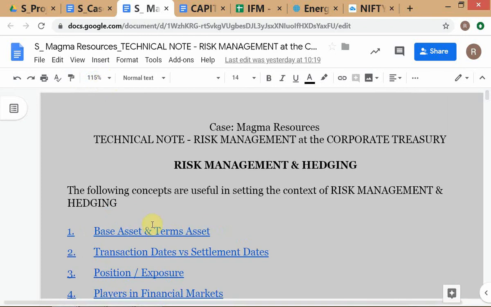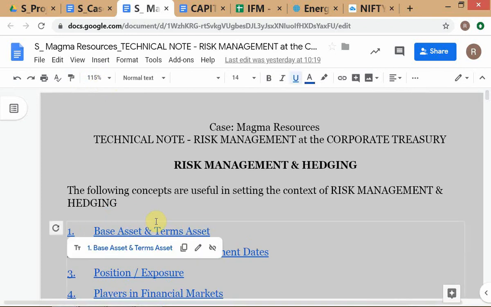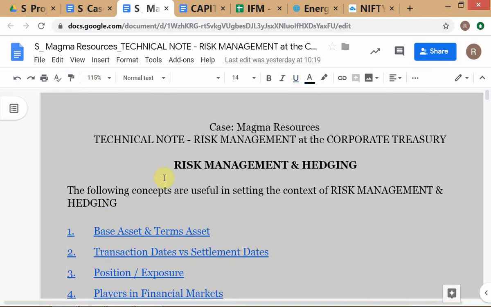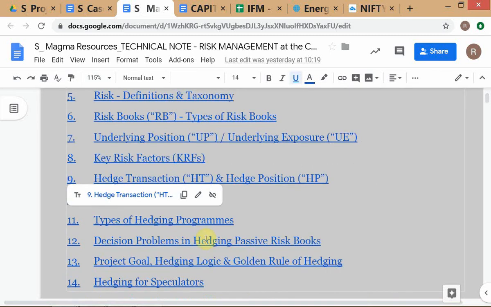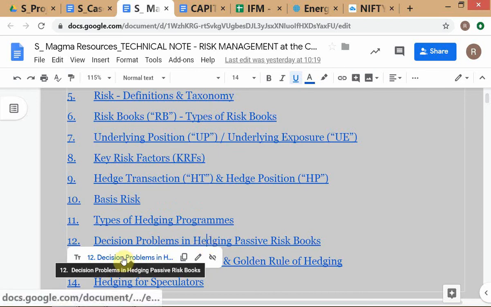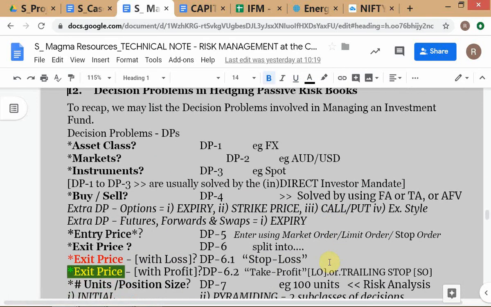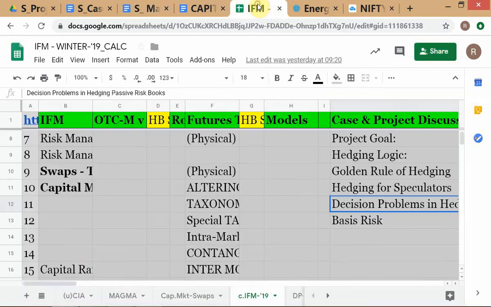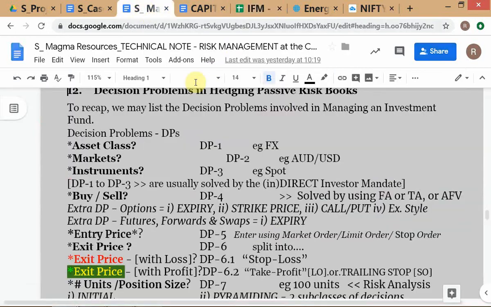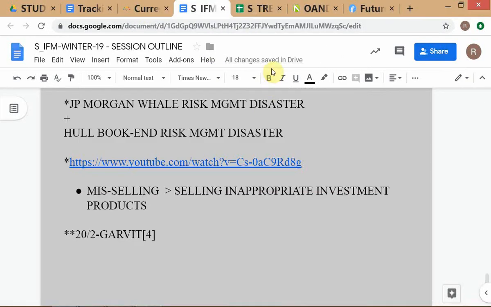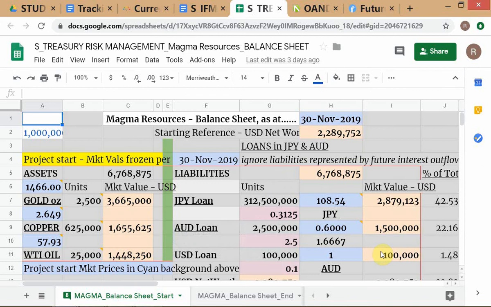So now we are going to look at, we are already familiar with the decision problems in managing a speculative book, which you have done in your last two projects, right? So we know what those decision problems are. Now we are going to take up the same decision problems, and we are going to see how they change, or do the solutions change in any way when you are dealing now with a passive risk book, like what you're dealing with here. Here you have a passive risk book.